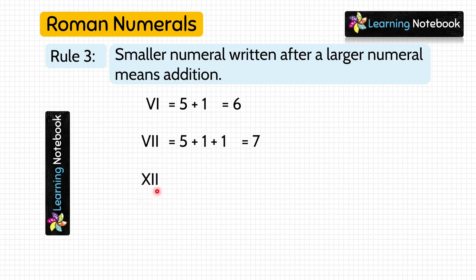XII. Here also we have a larger numeral X first, then a smaller numeral I, and then repetition of the same numeral. So we will do addition. 10 plus 1 plus 1, which is equal to 12. So XII represents number 12. So this was rule number 3. A smaller numeral written after a larger numeral means addition.